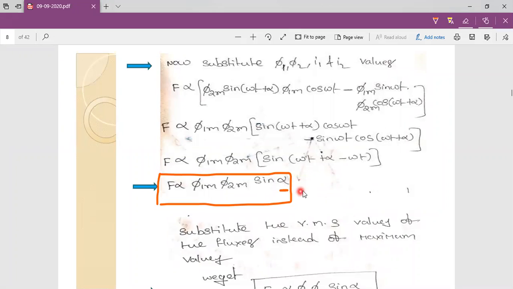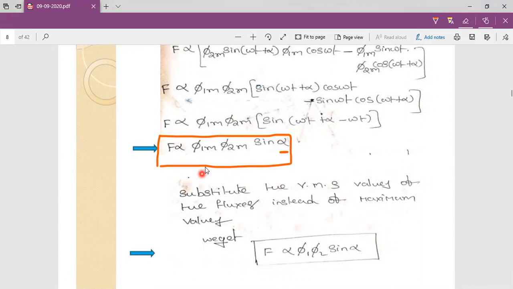Okay, that's why we need to use split phase for producing torque. Here we get the equation of torque, that means the equation of force. That value is directly proportional to phi1 phi2 sine alpha, where alpha is the angle between phi1 and phi2, and this force is going to be maximum when alpha is equal to 90 degrees. This force is equal to 0 when alpha is equal to 0.